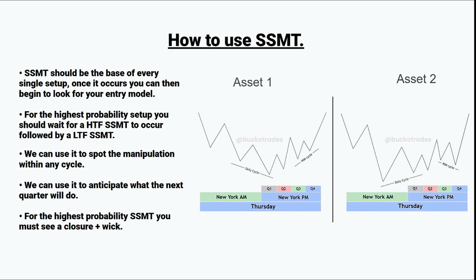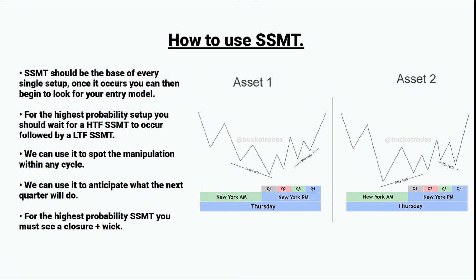We can use sequential SMT to anticipate what the next quarter will do. So again, like mentioned previously, whenever we form a sequential SMT in a specific quarter, we can then look for price to distribute in the following quarter. So as an example, let's say we form sequential SMT between Q1 and Q2. We would then anticipate Q3 to give us distribution.